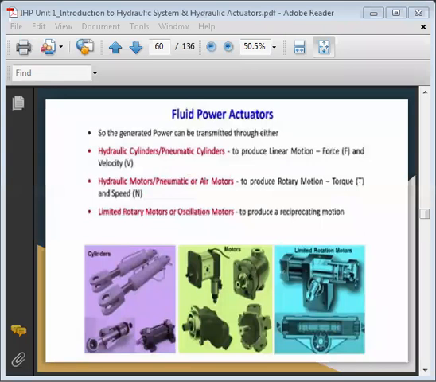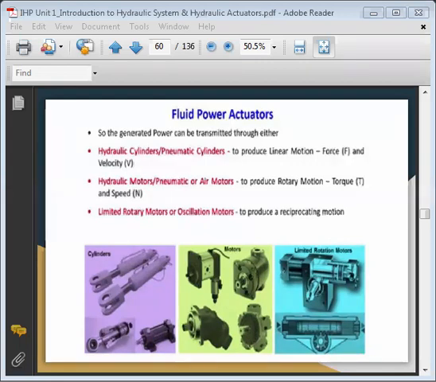What is the generated power at the output of the actuator? That generated power can be transmitted to either your hydraulic cylinder or a pneumatic cylinder to produce a linear motion. And here also I have told you that force and velocity. Force is decided by your input pressure, and velocity is decided by your input flow rate.